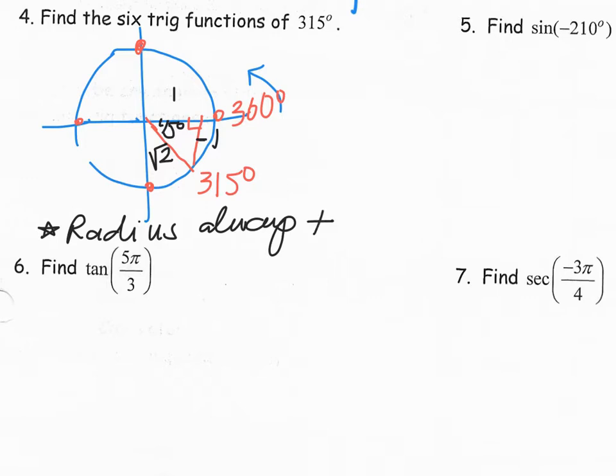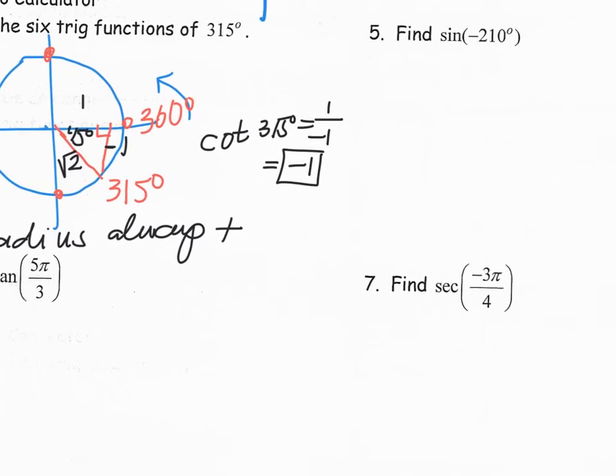So again, it says find the 6 trig functions. Let's just find one. Let's say, I don't know, let's do cotan. So cotan of 315 would be the adjacent over the opposite. So adjacent over opposite. And then I reduce that, I get -1.